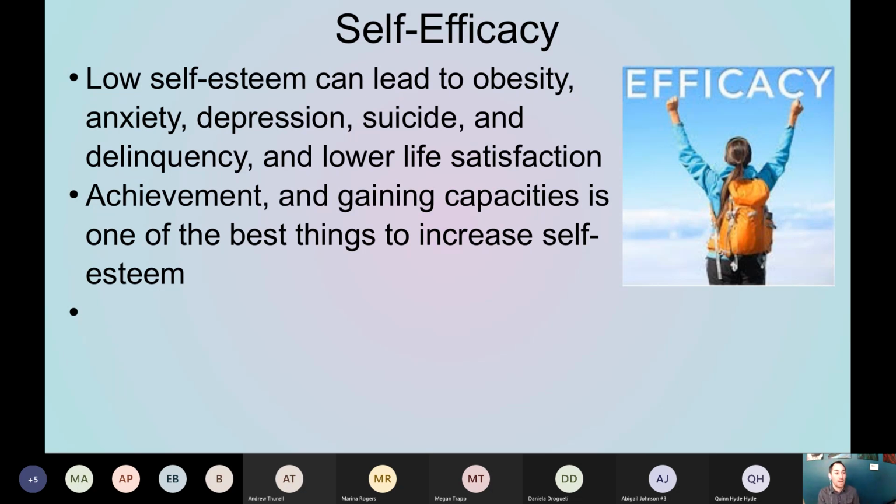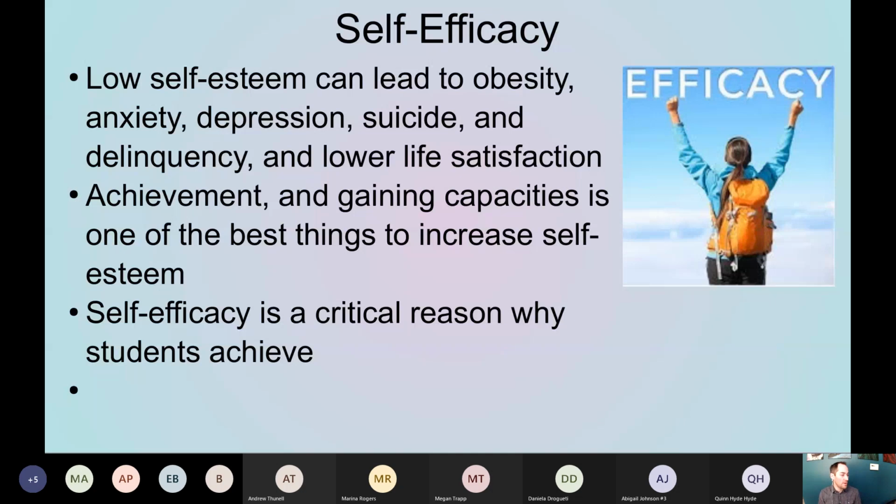Self-efficacy is one thing that more recently researchers have realized, I mean, recently being in the last 10 years or so, that focusing on self-esteem isn't really as useful as focusing on helping children, especially, and this applies to young adults and older adults as well, helping people achieve things and gain capacities, and then see that they are gaining capacities will increase their self-efficacy, which will then also increase their self-esteem. They'll feel better about themselves in self-concept in that specific domain, but then also positively around a lot of different things. So self-efficacy is a critical reason why students do or do not achieve.